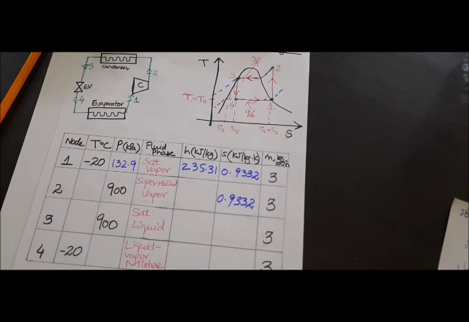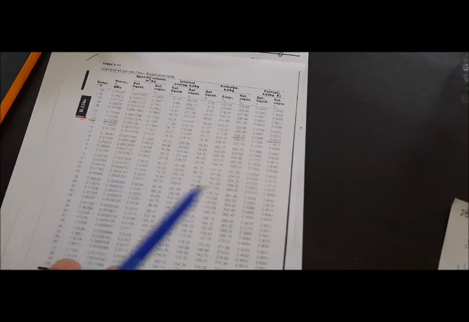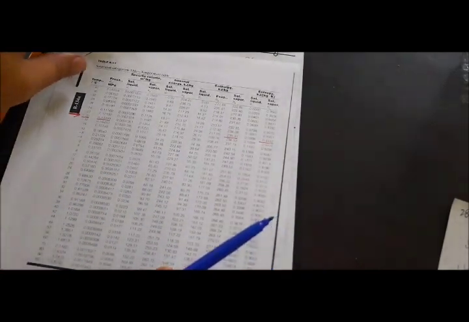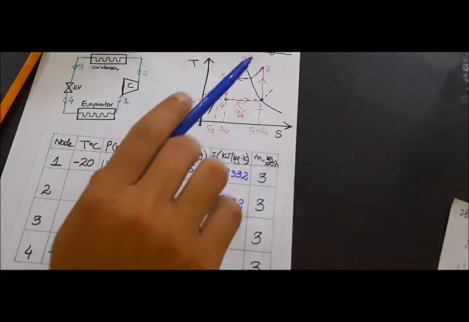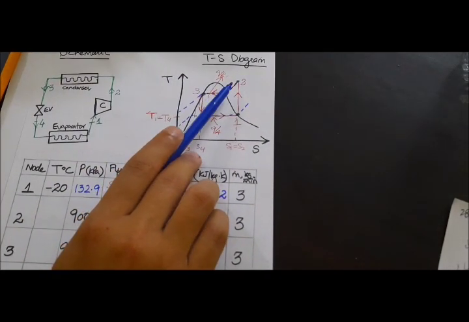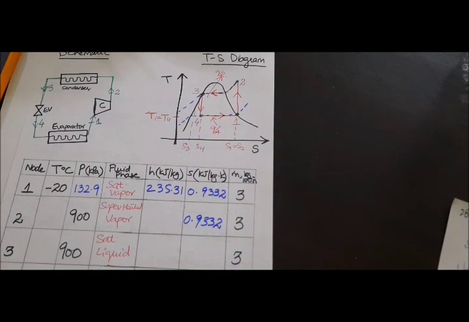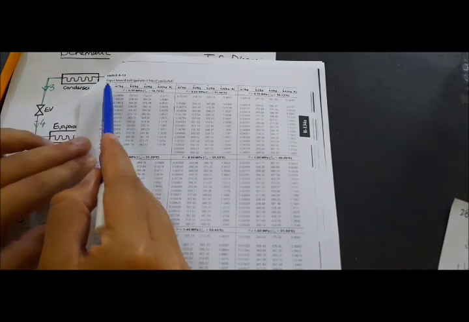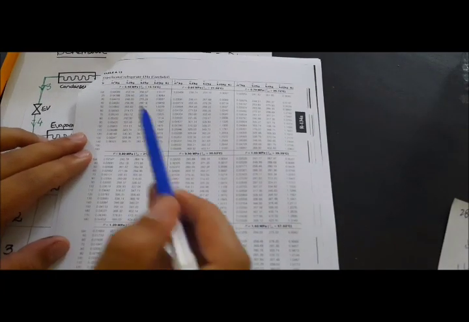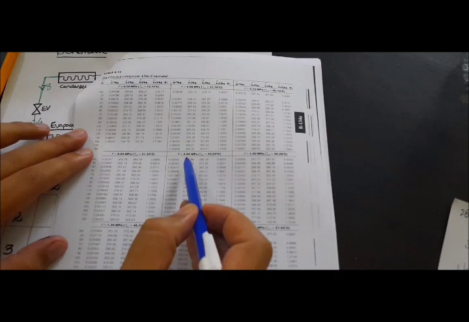So now we are not going to use the saturated refrigerant table. This was the saturated refrigerant table. Now we are going to use the superheated vapor table, because state 2 is in a superheated state. The pressure is 0.9 megapascal or 900 kilopascal, which is right over here. You can see it is the superheated refrigerant 134A table, and this is basically that 0.9 megapascal.